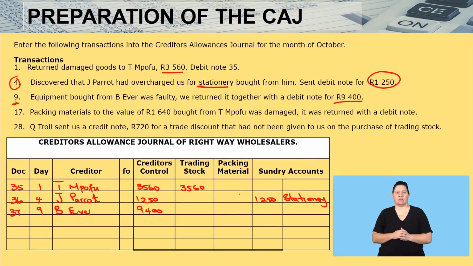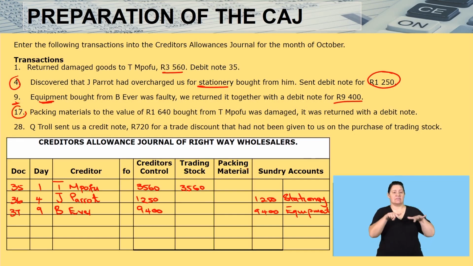9,400. That means I need to look for a column that I can record the equipment that I returned. Do I have such a column? No. That means I then take it to my sundry accounts. Then I come here, I say 9,400, and this is for equipment. The next transaction is on the 17th.